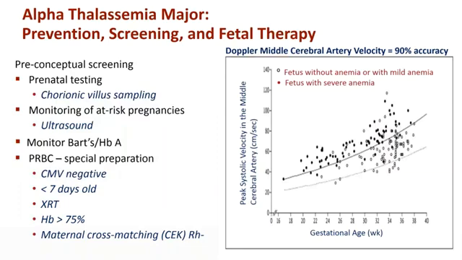Now, if you have an at-risk case, then you can make a decision to transfuse them before they develop irreversible damage. And during the fetal transfusion, you want to monitor and measure Bart's hemoglobin and hemoglobin A, and give fetal blood products that are CMV negative, under 7 days old, irradiated, with a very high hemoglobin mass of 75%, and optimally cross-matched with the mother first.